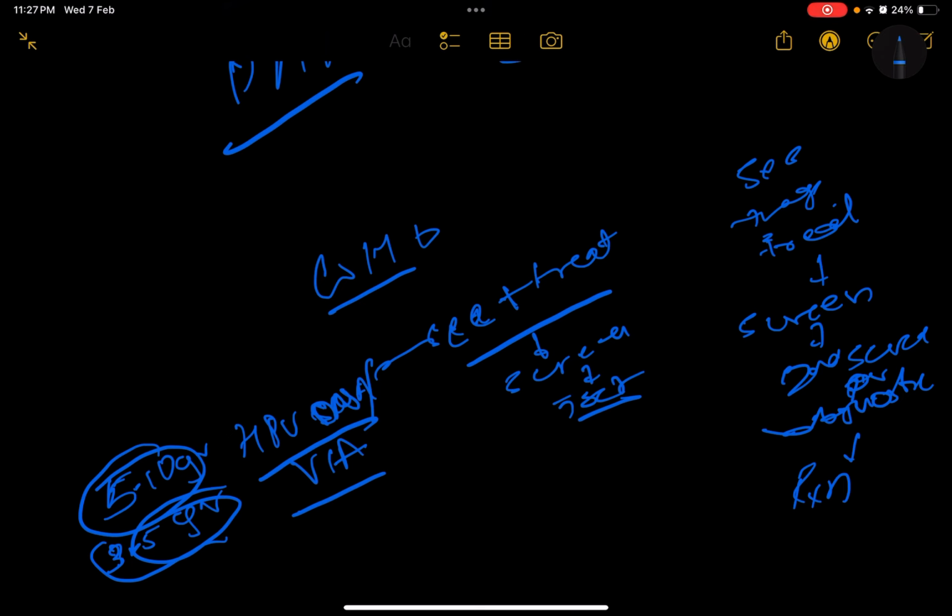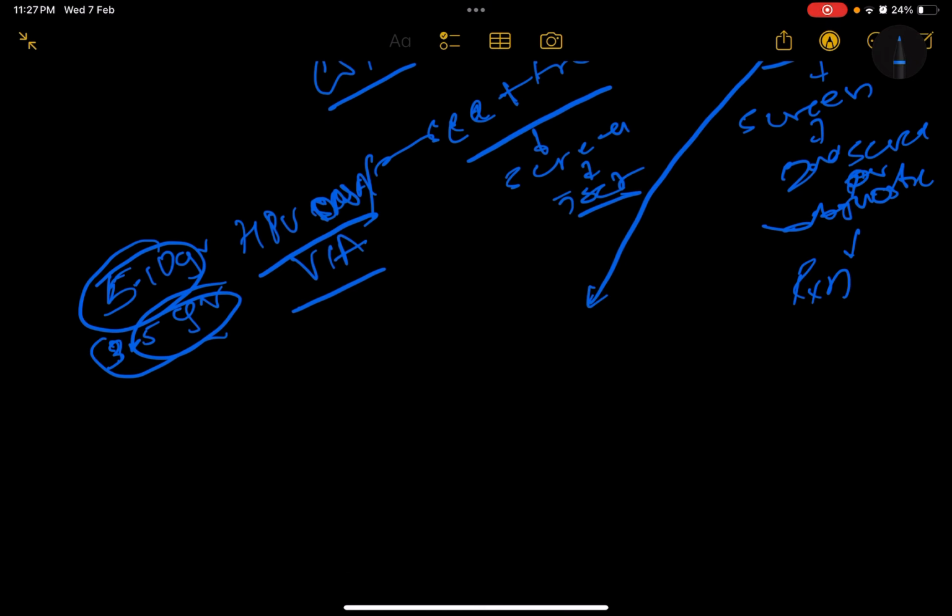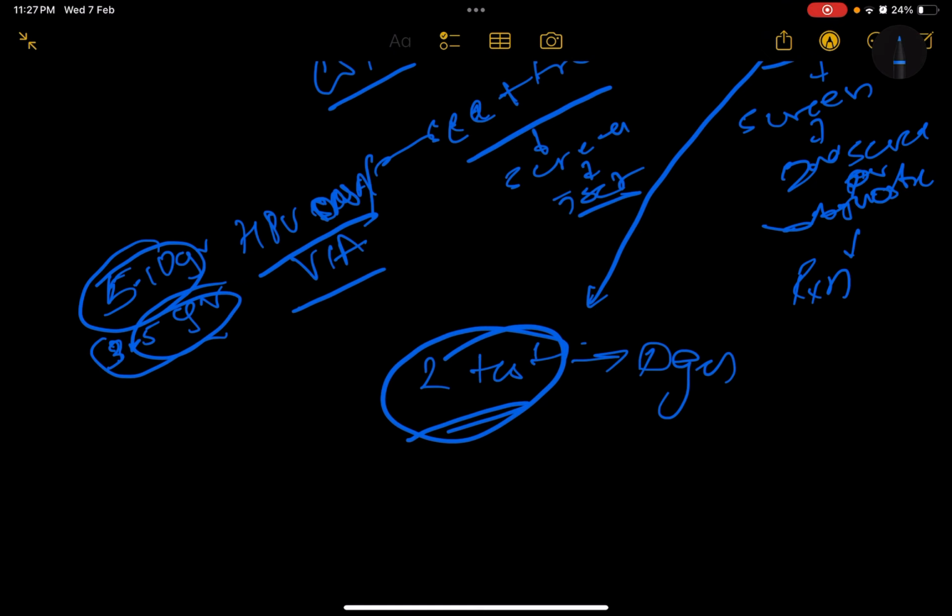But if you're doing screen, triage and treat, then how do you want to go about it? If that is the case, you want to do 2 tests, and then you have to go for a diagnostic. So what 2 tests will you use? You do your primary PAP, and you do your DNA. So the idea about what WHO says is that you do your primary PAP and then you do your DNA.